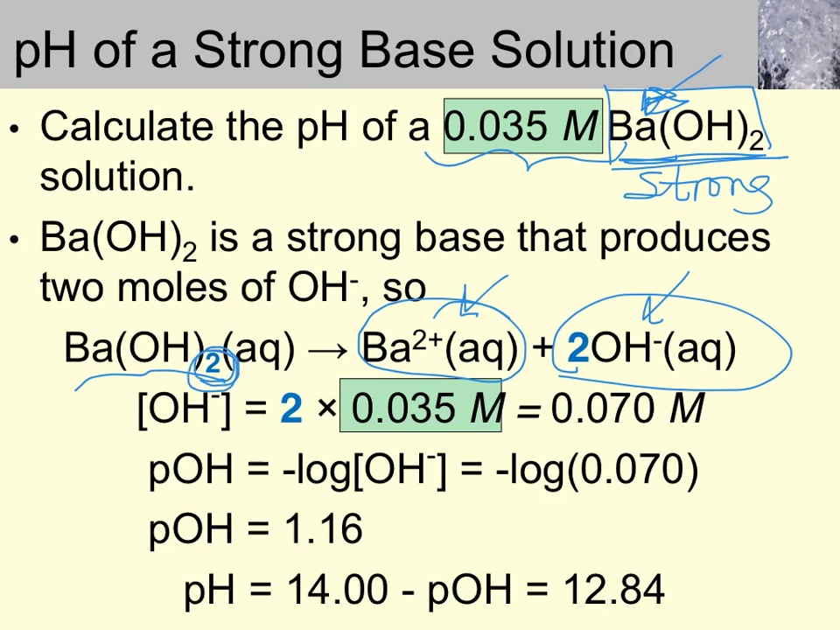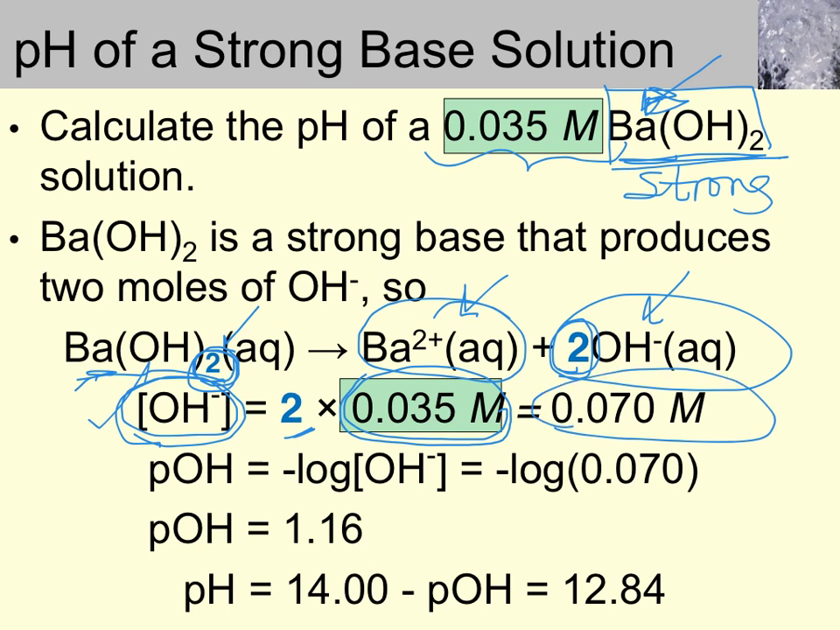Be careful to follow stoichiometry. If you look at the formula of barium hydroxide, it has 2 hydroxides associated with 1 barium. Make sure then that your reaction is balanced. So the concentration of the hydroxide in solution, once the barium hydroxide dissociates, is 2 times the original concentration of the barium hydroxide, which ends up being 0.070 molar. That is the concentration of the hydroxide ion in solution.